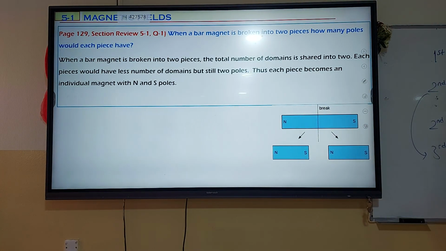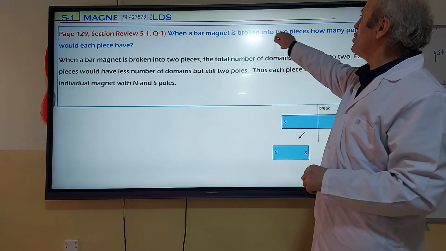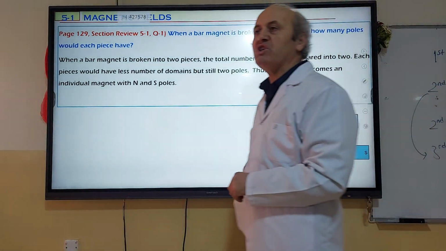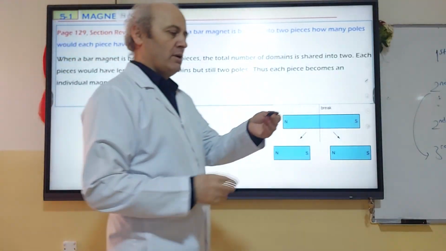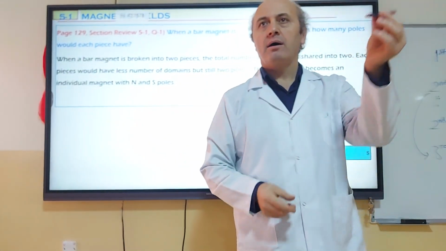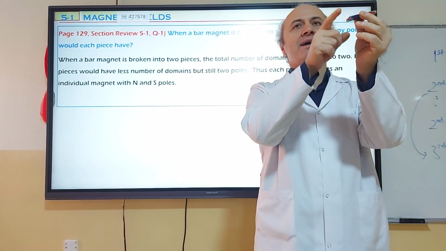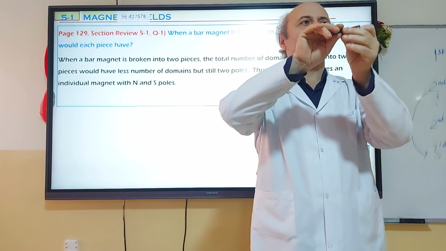Another question. When a bar magnet is broken into two pieces, how many poles would each piece have? Again, two. Now this is a magnet with S and N pole. Then I'm going to break this magnet.